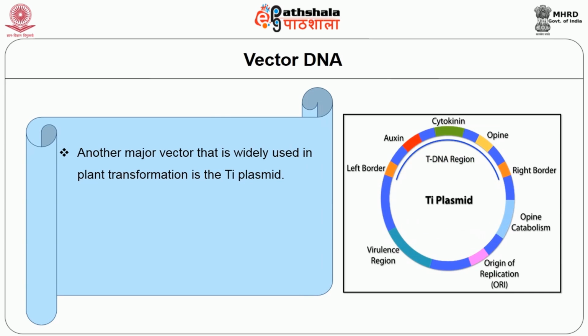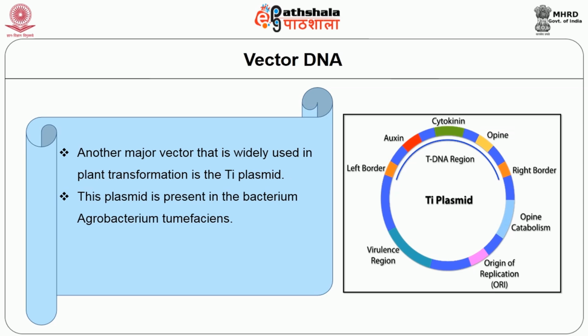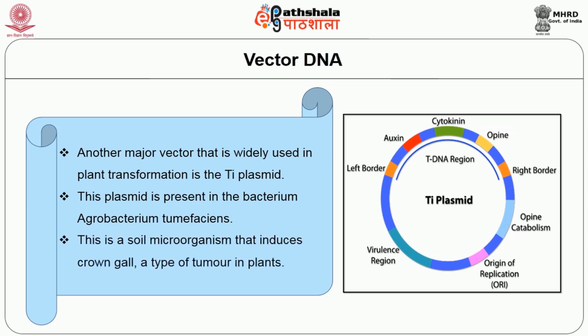Another major vector that is widely used in plant transformation is the Ti plasmid. This plasmid is present in a bacterium called Agrobacterium tumefaciens. This is a soil microorganism that induces crown gall, which is a type of tumor in plants.